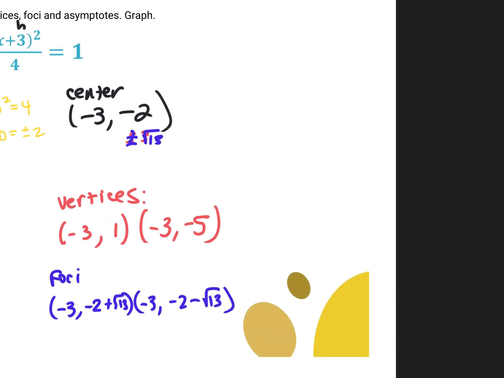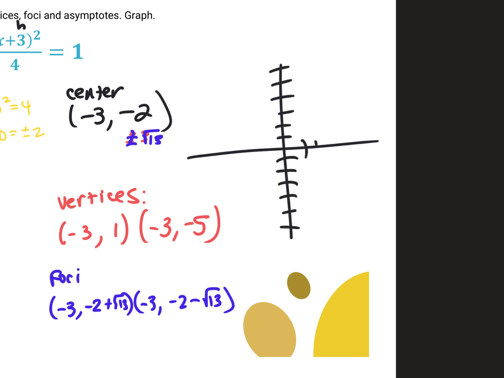So let's go ahead and draw ourselves a little picture. All right, where's my center? -3, -2. All right, so we moved a little bit. No big deal. Where, ladies and gents, are my vertices? -3, 1, so there. And where else? -3, -5. Just 1, 2, 3, 4, 5.